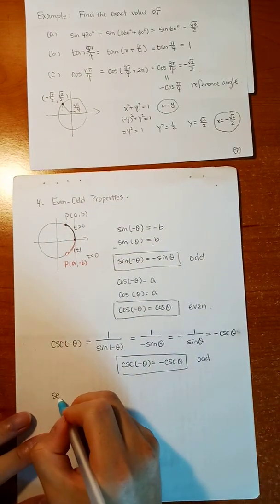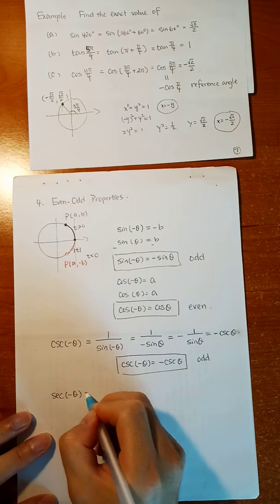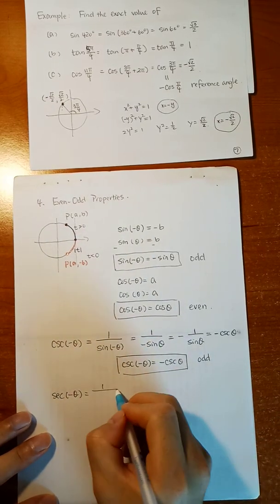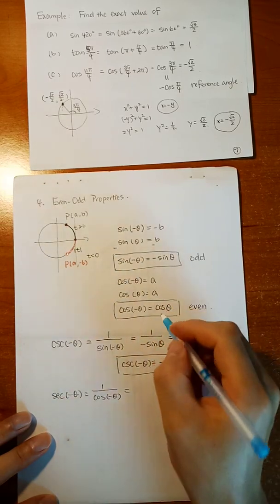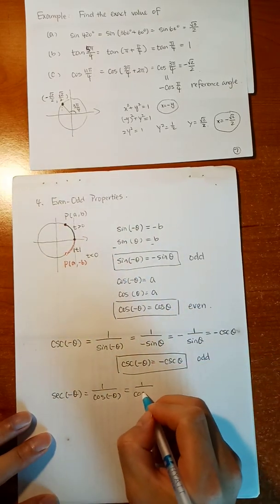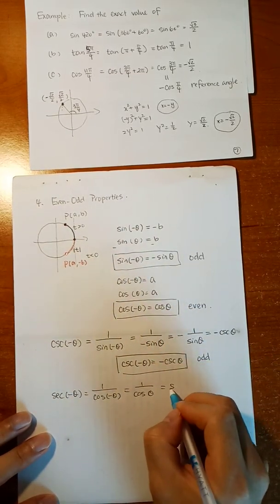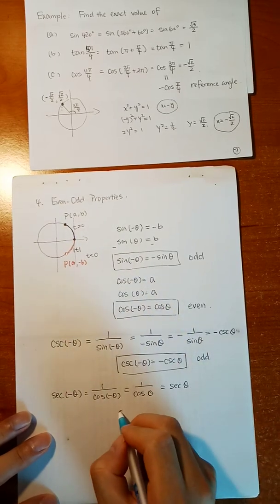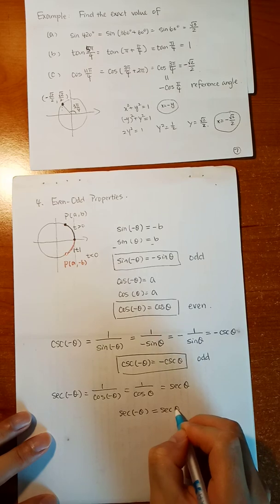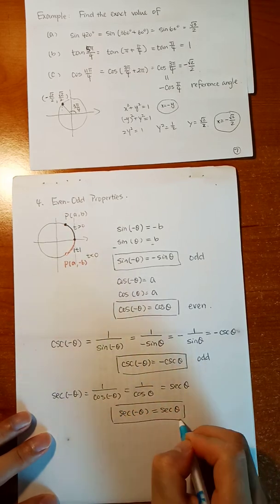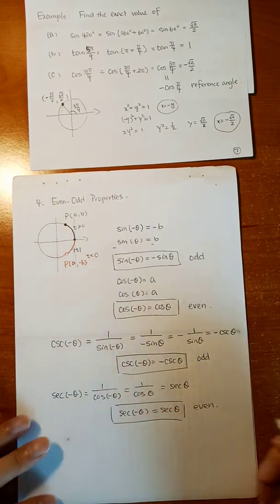And secant is 1 over cosine negative theta. Cosine is an even function, so you just directly drop this negative sign. So secant of negative theta is just secant of theta. It's an even function.